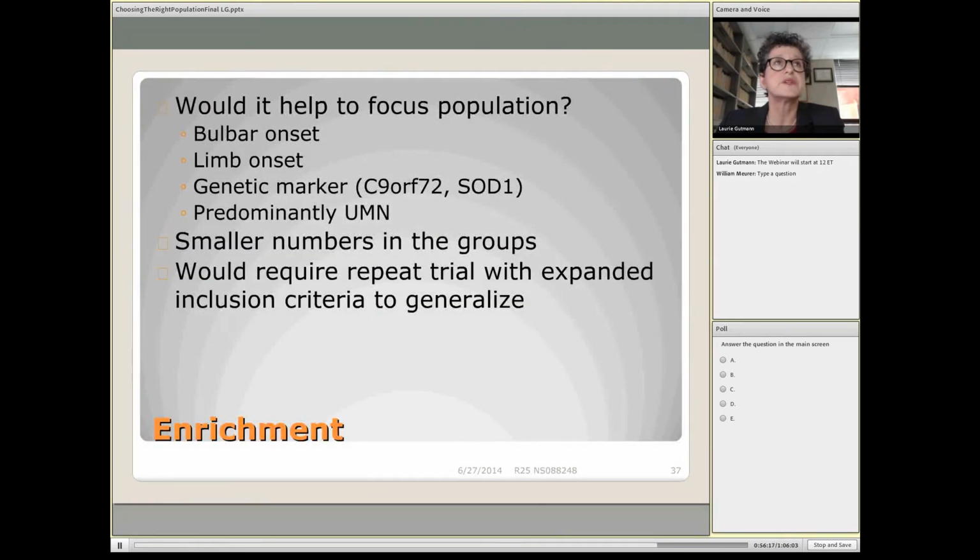So back to enrichment. Does it help to focus the population? In ALS, does it help to look at a really tightly homogeneous population, such as a genetic marker, or how about a population with bulbar onset or limb onset, predominantly upper motor neuron? These groups are going to be much smaller, and they're going to be more difficult to recruit for. But you may want to use these more tightly homogeneous groups to look for a specific effect. And the result of that would be, as Will talked about, the need to repeat a trial with expanded inclusion criteria to try to generalize it to the population.